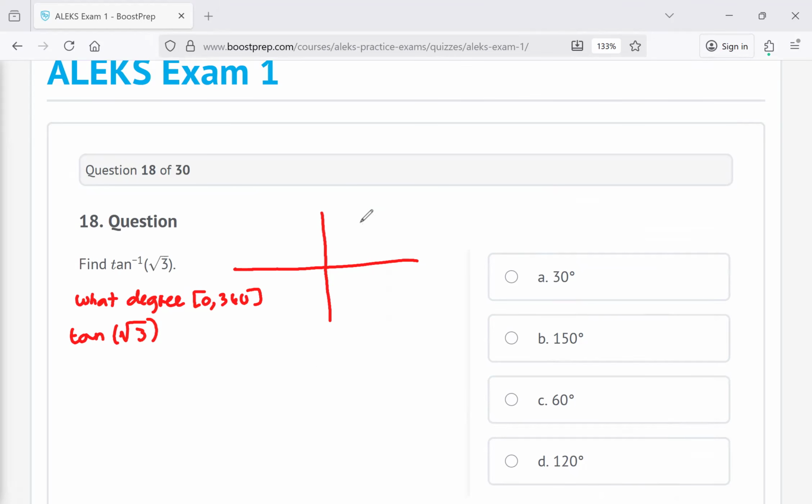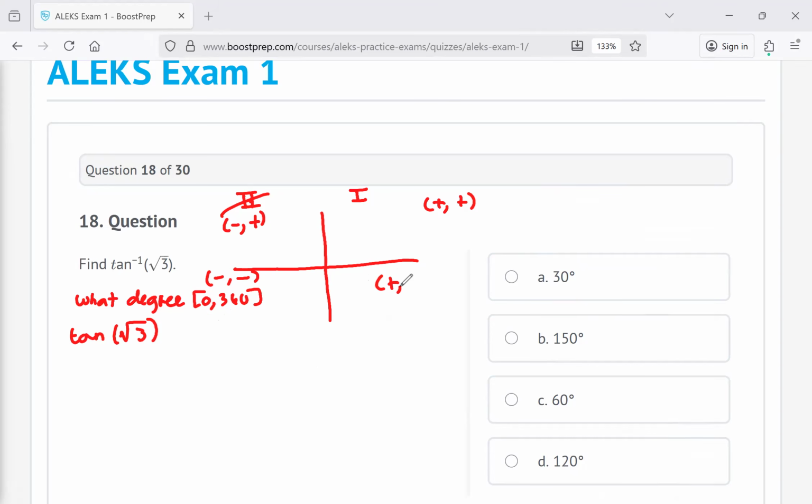We can eliminate some of them. Can we use quadrant 1? Yes, because remember, tangent is y over x. The x is positive, the y is positive. Can we use quadrant 2? I don't think so. The x is negative, the y value is positive, so y over x is not positive, right? What about quadrant 3? The x is negative, and the y is also negative. Tangent is y over x, so yeah, that could be possible. What about 4?